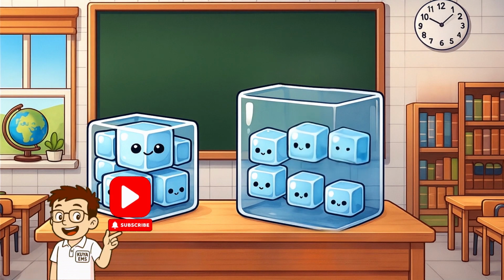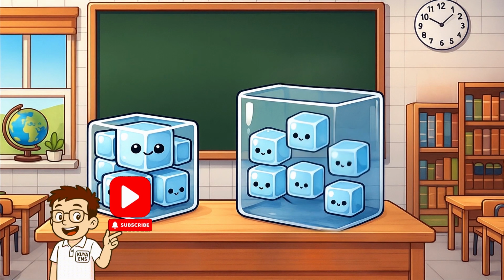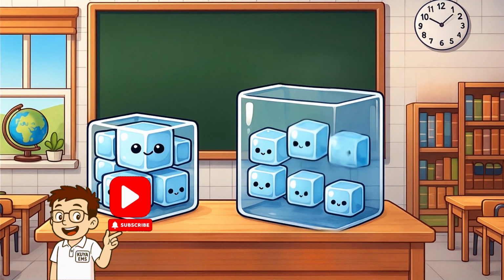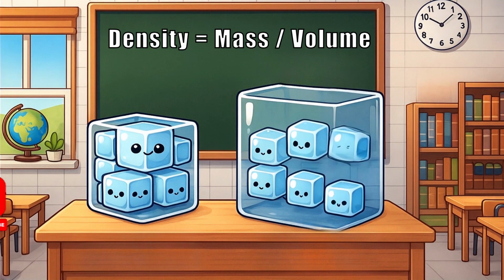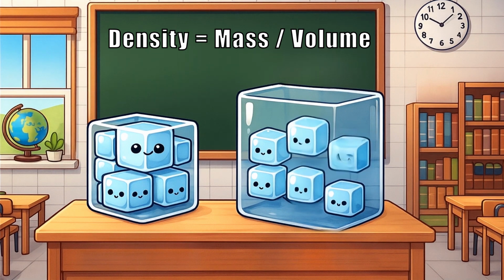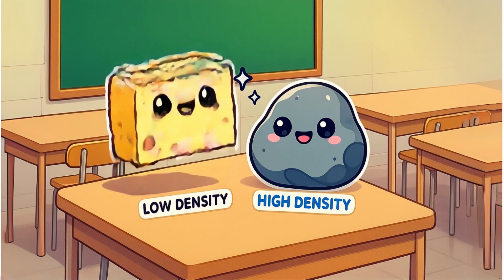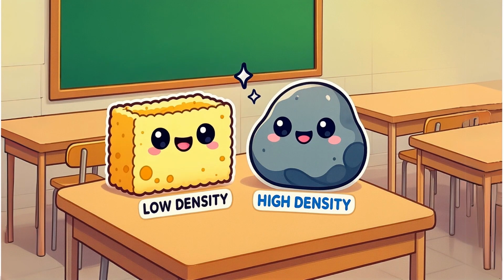So what is density? Density is how much mass is packed into a certain volume. The simple formula is density is equal to mass divided by its volume. Think of it like this: how squeezed in the material is. More material in a small space equals higher density. Less mass in a bigger space is equal to lower density.